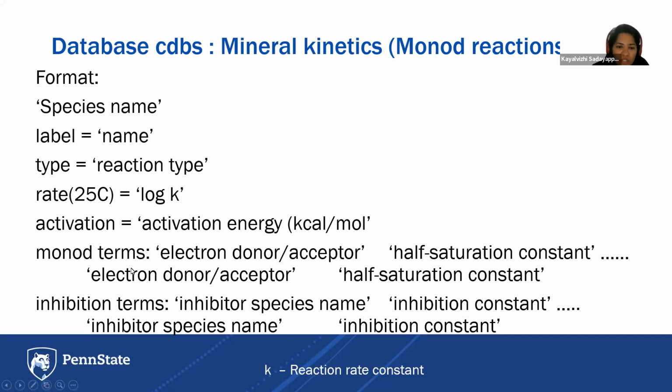In monod terms, we specify first the electron donor or acceptor name, followed by the half saturation constant. You can have as many electron donors or acceptors as you want. After specifying the monod terms, then come the inhibition terms, and you can write the inhibitor species name followed by the inhibition constant.